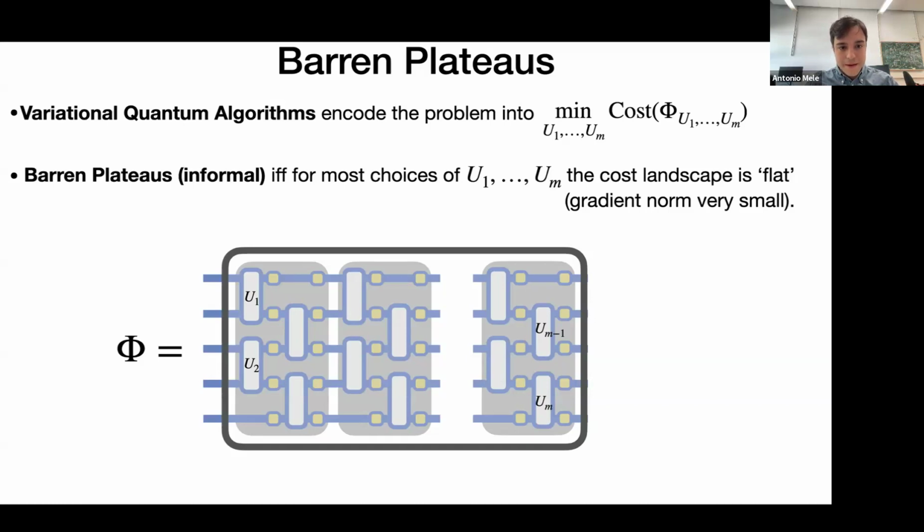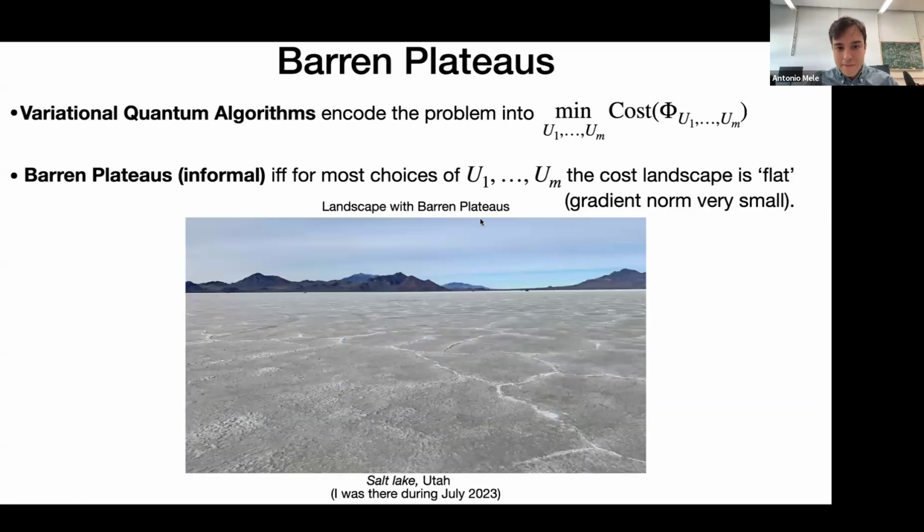That's an example of a landscape with a barren plateau. I was here in July 2023 during a summer school, in Salt Lake City in Utah. For example, a landscape with a barren plateau is like this. If you sample parameters randomly, you could end up in this flat landscape. And moving here, for example, using gradient descent, could be challenging for finding, for example, the maximum point.